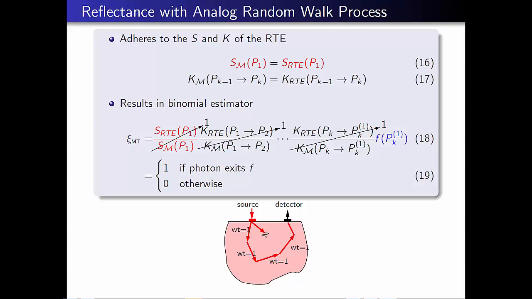And this ends up being a binomial estimator, where you have a photon come in, its weight stays 1 through its whole process. It might get absorbed. It might exit outside and not be in the detector, but it might exit in the detector, and if it does, it scores 1.